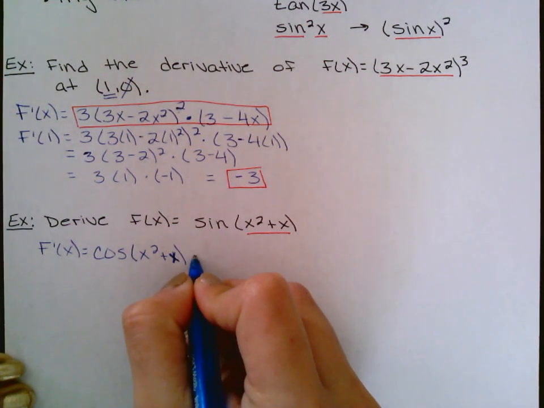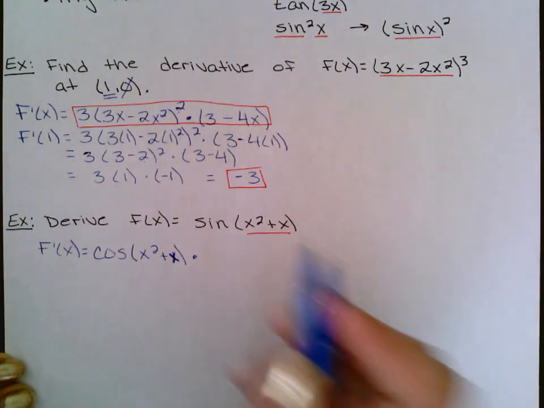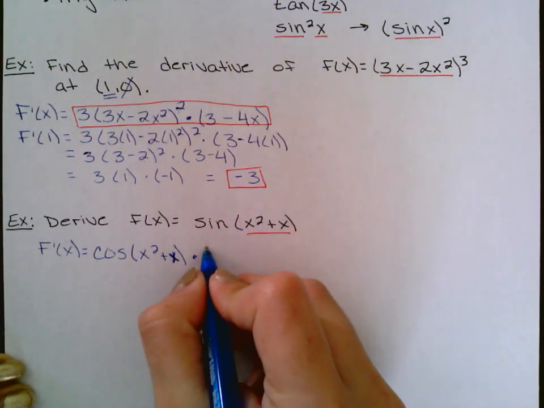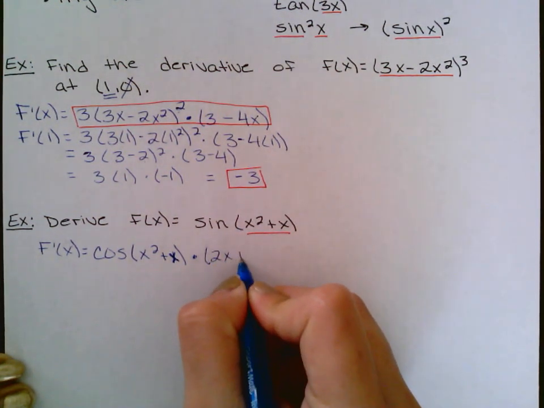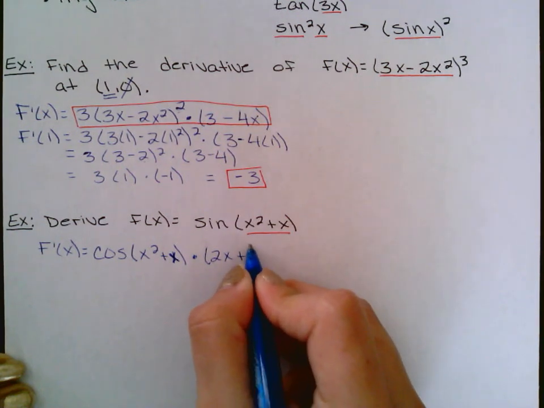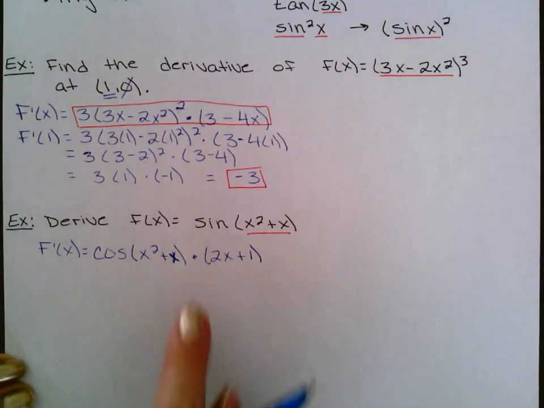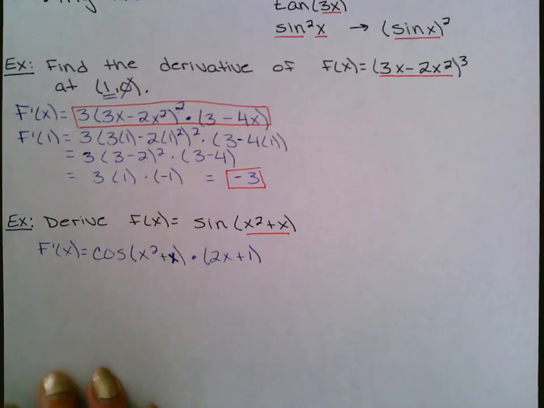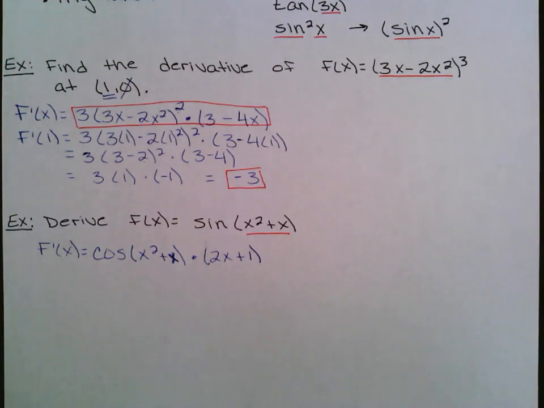And then times, now I'm going to do the derivative of that inside. So derivative of x squared is 2x plus derivative of x is 1. Now, please don't think that I'm doing all these extra parentheses because I'm a math teacher and I want to be neat. And no, they are necessary. If I did not have these parentheses there, this would read a completely incorrect answer. It would only multiply this cosine to the 2x instead of saying that it belongs to both of these, okay? So be very careful with that notation.